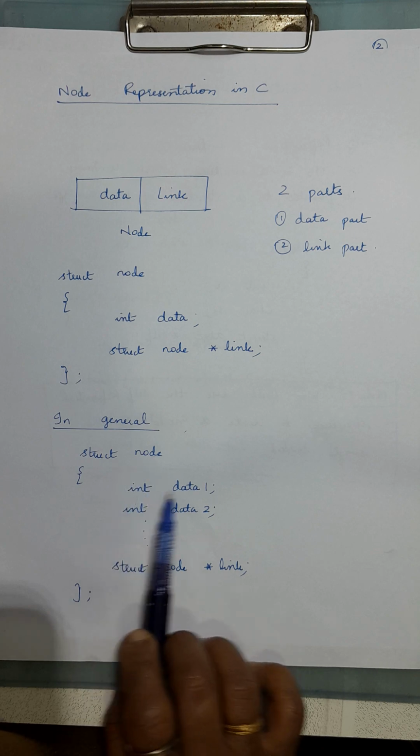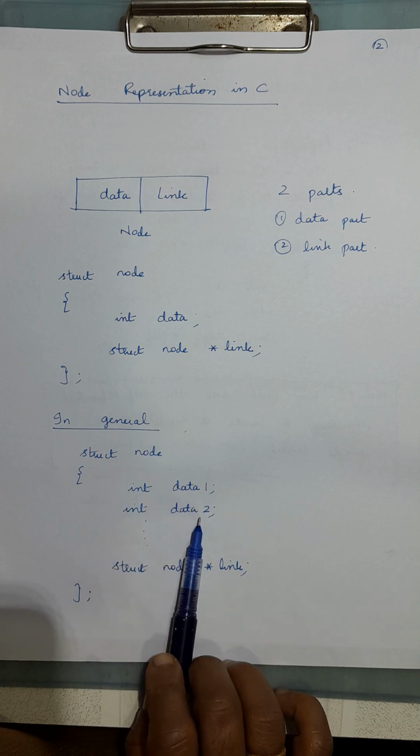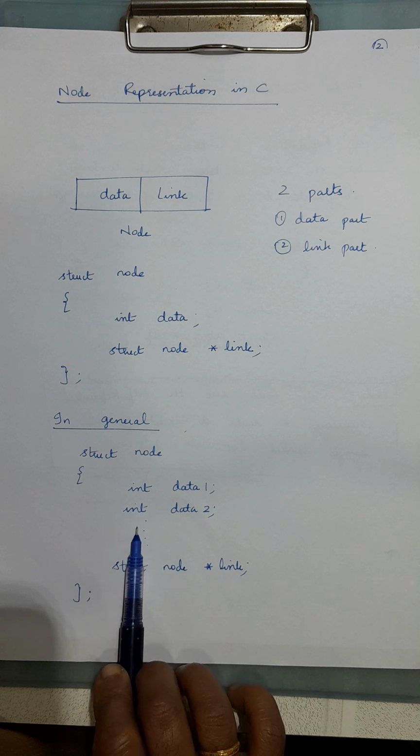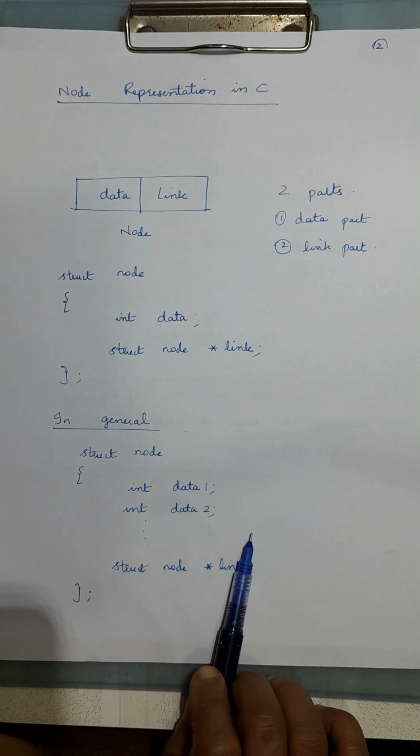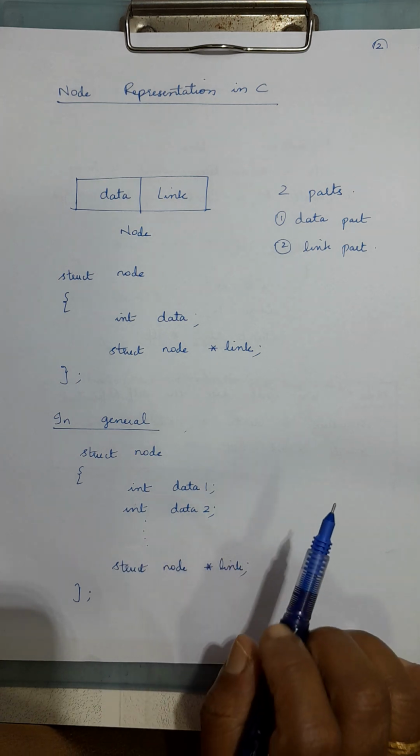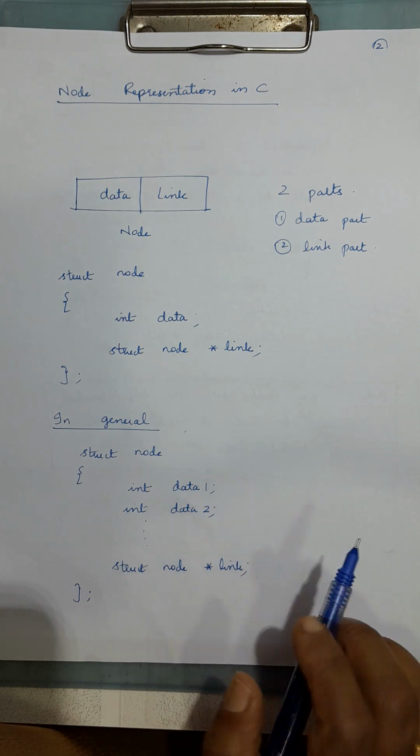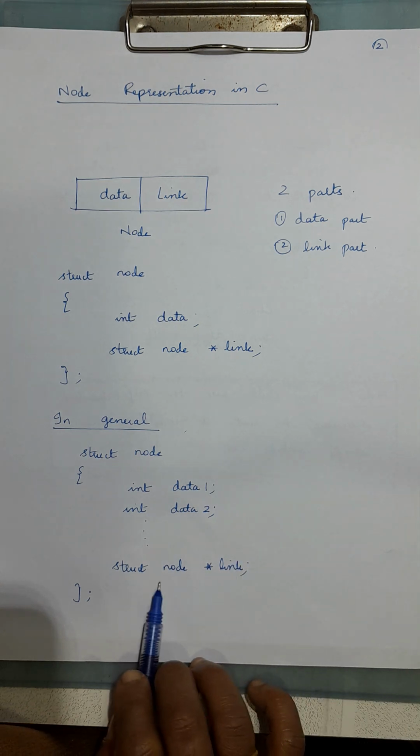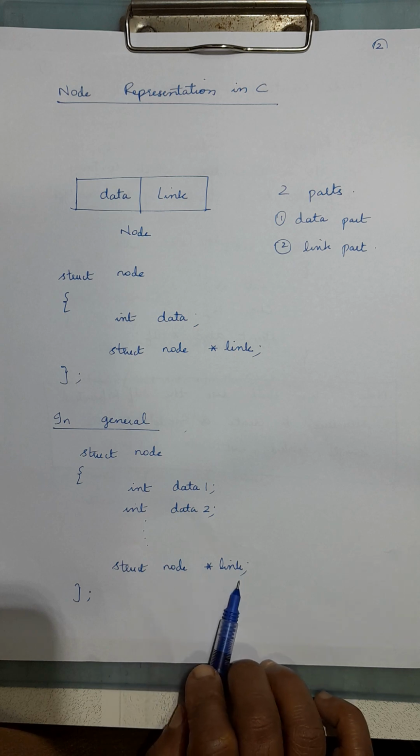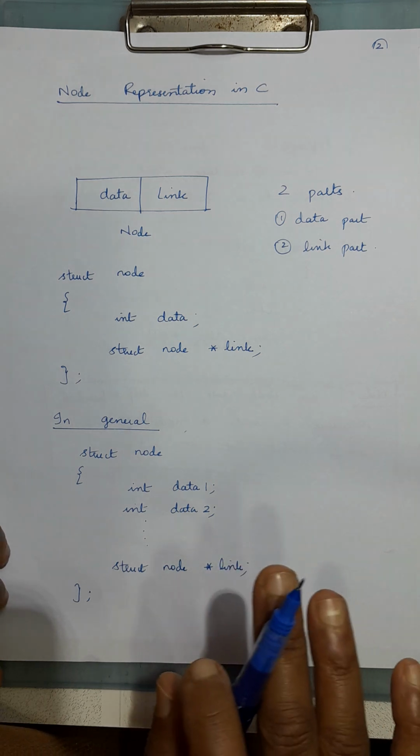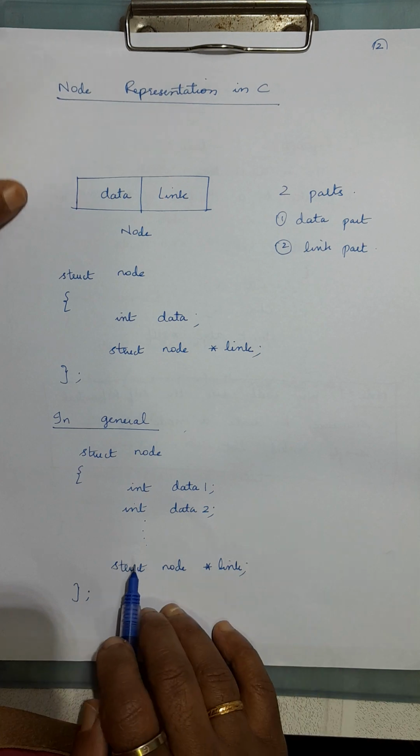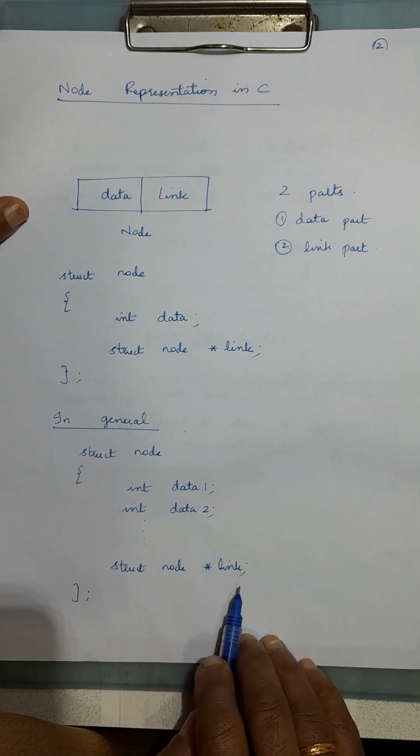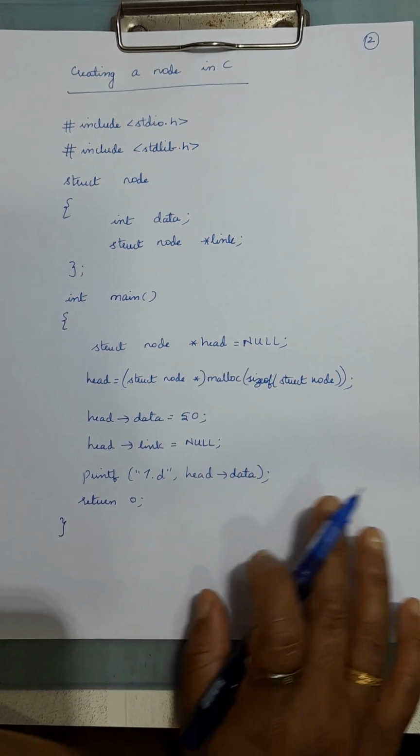You can have more than one data, data 1, data 2 of integer data type. You can have character data type, float data type, and so on. But please note down, in order to create a singly linked list, we should have only one link pointer. Since I'm teaching you singly linked list, I'll be writing only one link pointer here.